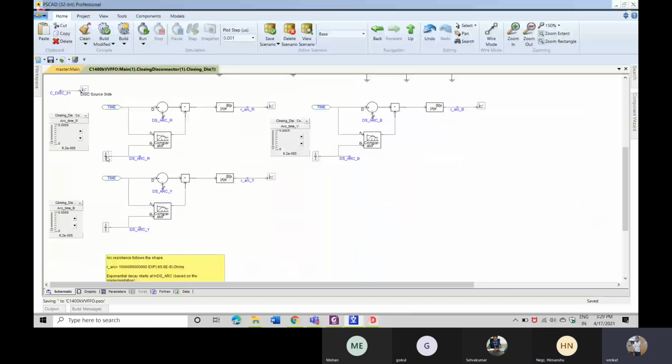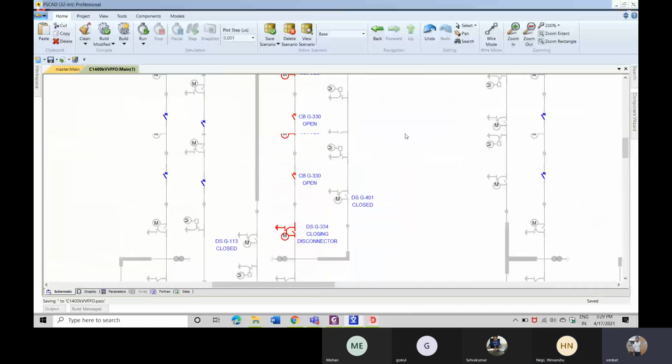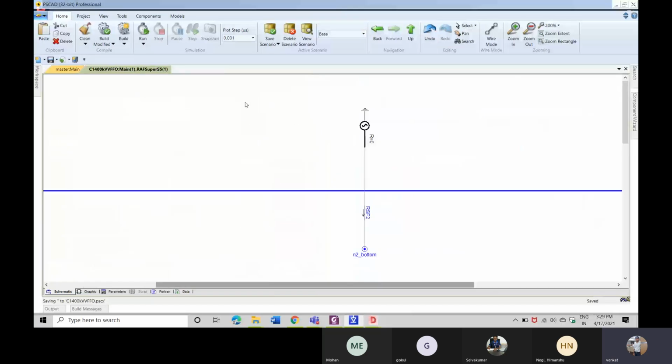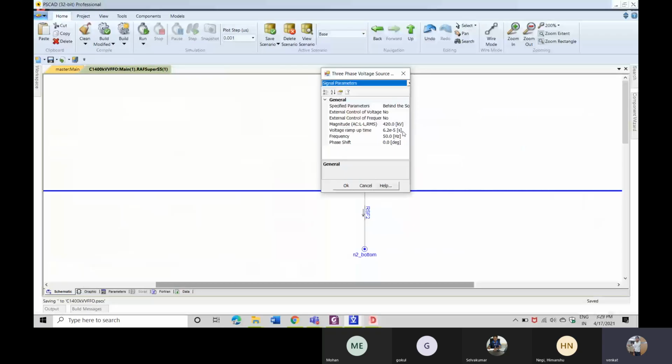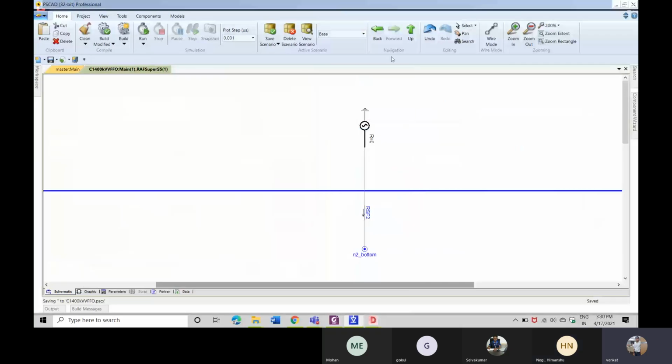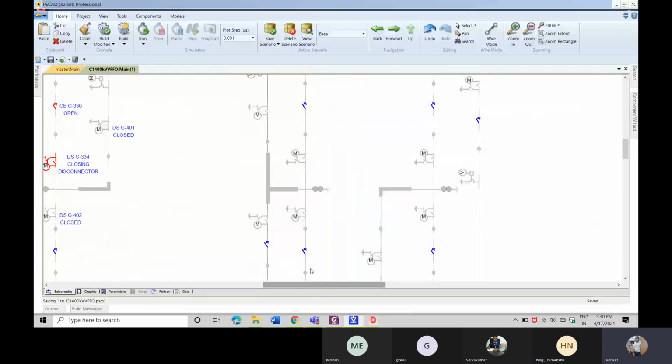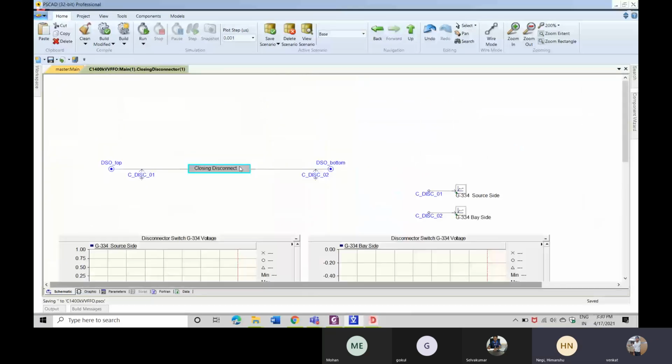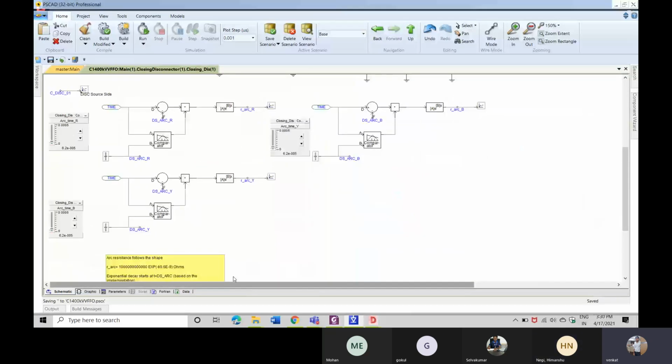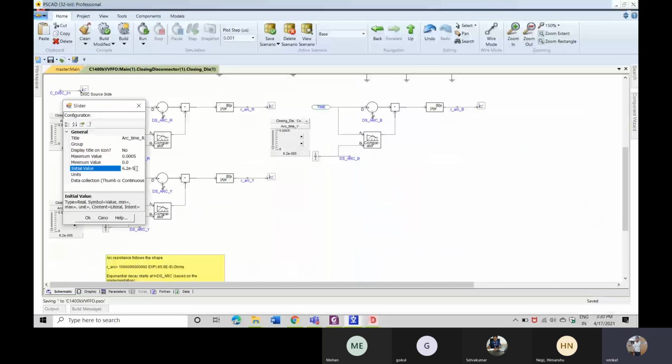Inside this ideal source, I have created a ramp up time of 6.2 e power minus 5. At this time your system will be attaining one per unit voltage. Then I have to give the same time for this closing disconnector also. For that I have taken that time as the initial value, 6.2 into e power minus 5.